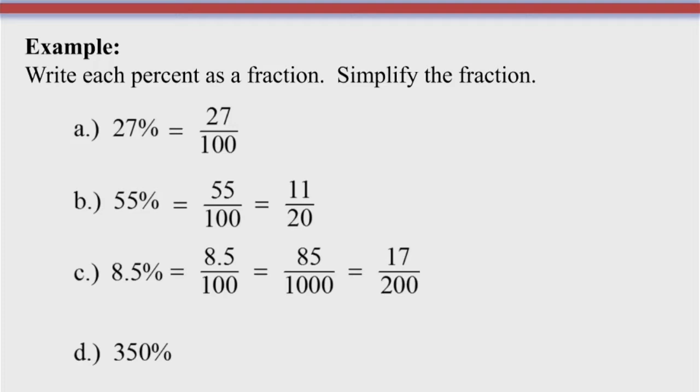Now, 350% looks a little bit different, but we set it up exactly the same way. 350 over 100, and then we can simplify from there. In this, we can pull out a 10, and then after that, we can pull out a 5. We get 7 over 2.